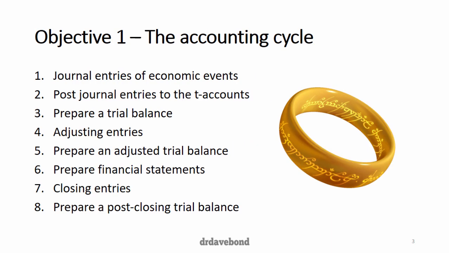So when turning to the first objective, the accounting cycle, this is just a listing of the various things that need to get done. So we're moving from the economic event happening, taking those economic events, creating a journal entry, taking that journal entry and putting them into the T accounts, preparing a trial balance, the adjusting entries, the adjusted trial balance, and then from that we can actually prepare the financial statements. Once we've done that, we can't leave it at that point, and we end up having to do a few things at the end of the year or the end of the period, with the closing entries, and then finally preparing a post-closing trial balance.